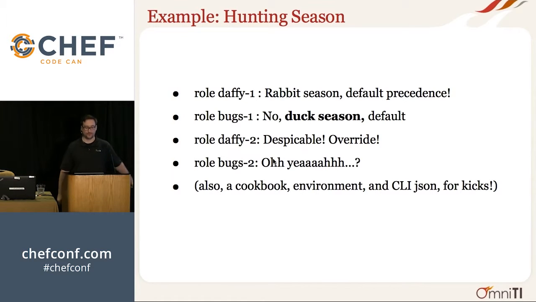All right, so here's an example. We've got four roles that are in conflict, an environment, a cookbook, and CLI as well, that are all getting involved. There's a role called famous duck one that is declaring an attribute to be rabbit season at default precedence, and then a famous bunny rabbit comes back and says, no, it's duck season. These two go back and forth, and then we escalate to override, and then finally bugs two comes back and does something nasty on a run list to try to clobber it. All right?